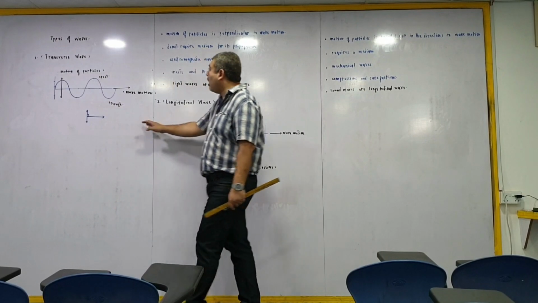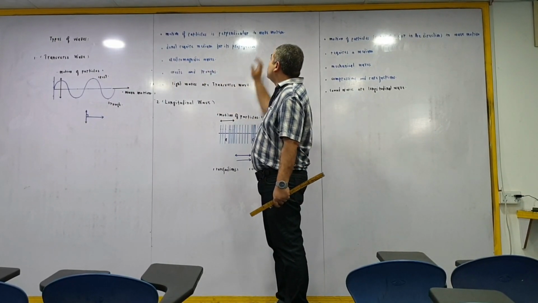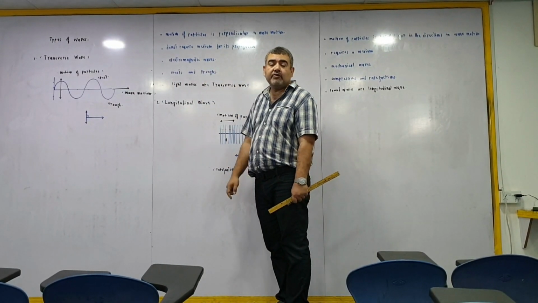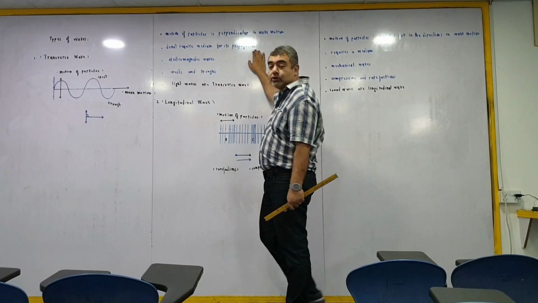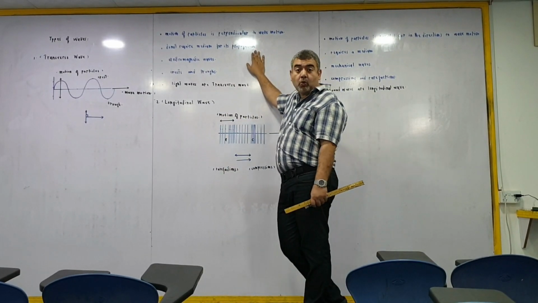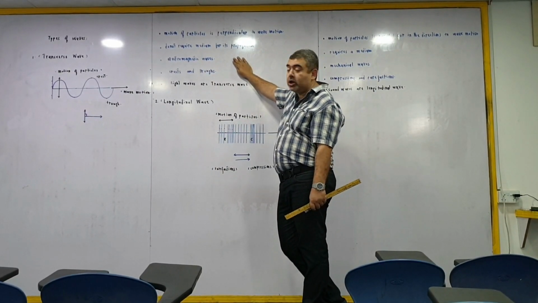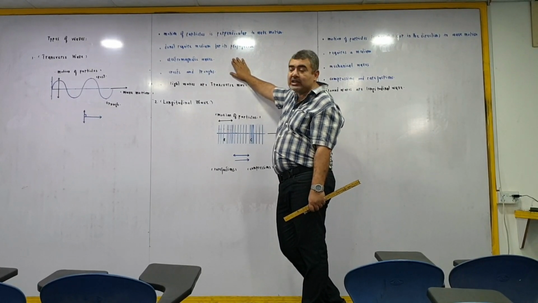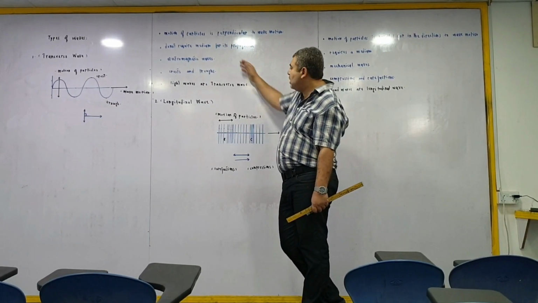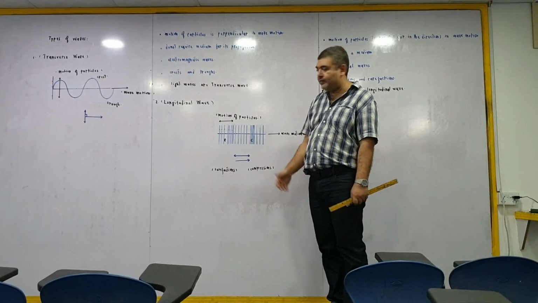What are transverse waves actually? It's a type of wave in which motion of particles is perpendicular to the wave motion. These waves do not require a medium for propagation. Why? They are electromagnetic in nature. The characteristic property of transverse waves is they consist of crests and troughs. An example: light waves are transverse waves.